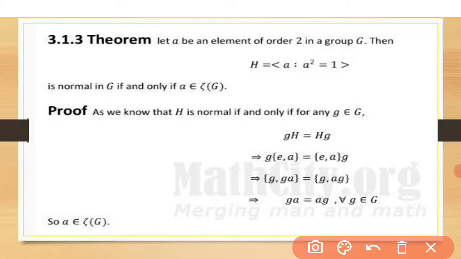Similarly, when we multiply A by an element of G from the right side and from the left side, it gives us the same result, because the equal sign tells us that it gives the same result. It means that A is in the center of G. So A belongs to the center of G.